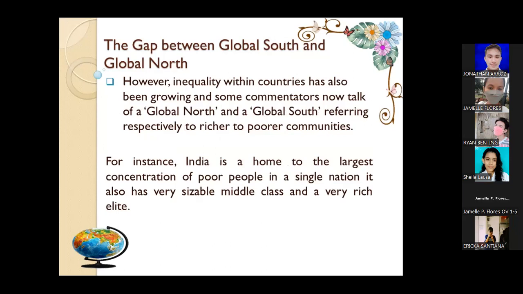However, inequality within countries has also been growing, and some commentators now talk of a global north and a global south, referring respectively to richer and poorer communities. For example, India is home to the largest concentration of poor people in a single nation. It also has a very sizable middle class and a very rich elite.